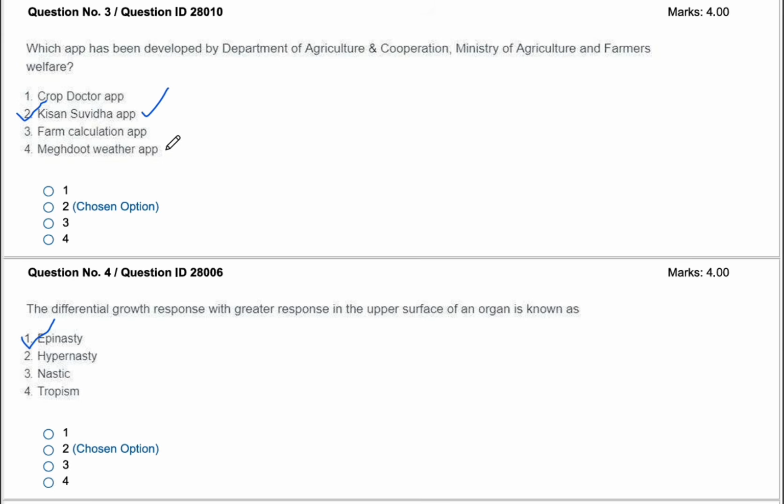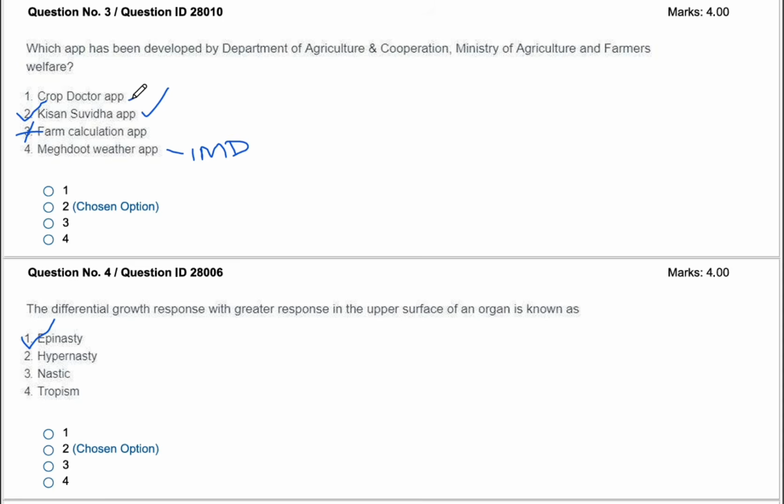Let's start with the Meghdoot weather app. The Meghdoot app is a mobile application developed by IMD, that is the India Meteorological Department, the Indian Institute of Tropical Meteorology, and the Indian Council of Agricultural Research. It's a combined effort of these organizations. And coming to the farm calculation app, different fertilizer calculation apps and other calculation apps are developed by different organizations. Even ICAR has developed one, and many other organizations or institutes have developed one. So it is not the answer. Meghdoot is also not the answer.